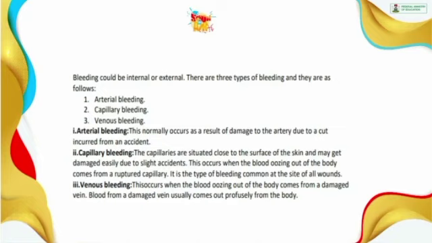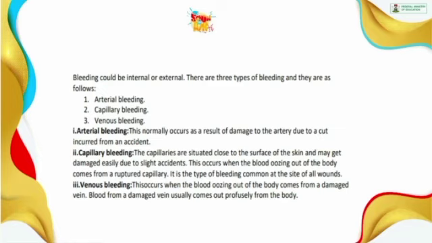First, arterial bleeding. This normally occurs as a result of damage to the artery due to a cut incurred from an accident. So when a patient secures a cut on his skin and blood starts gushing out, it is because the artery is actually above the vein in the body. So when a cut happens, the artery is cut first. So when this happens, blood starts to come out.